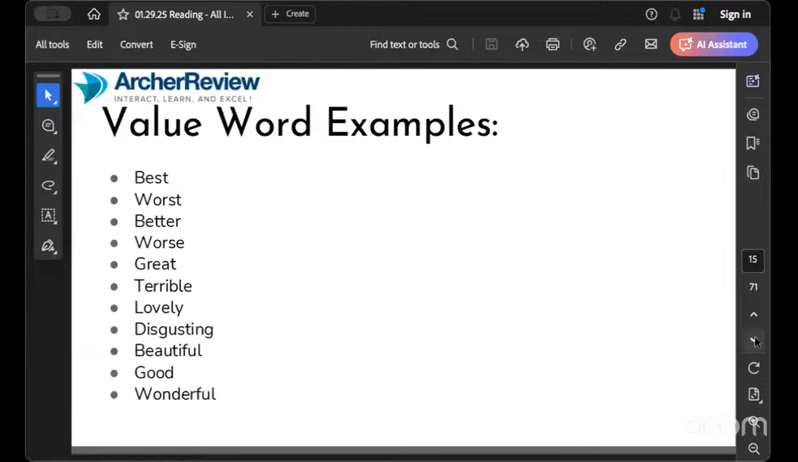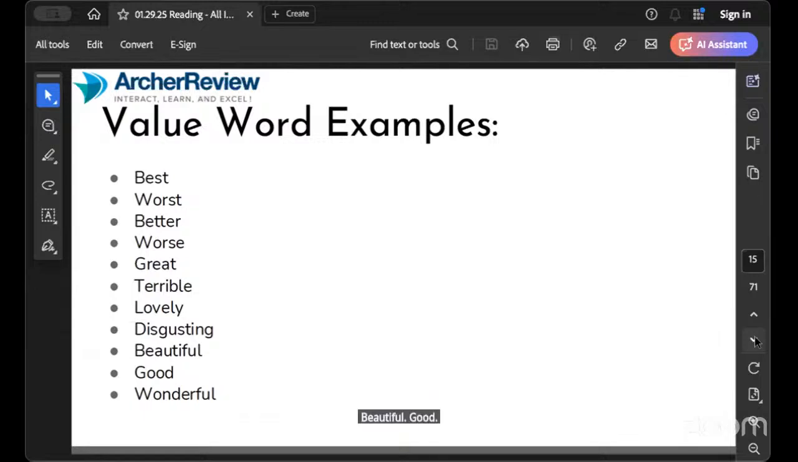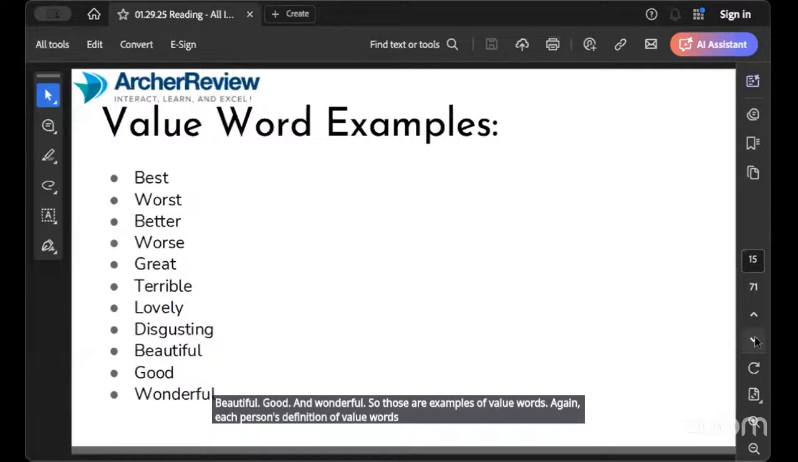A couple, not all by any means, but some value words are best, worst, better, worse, great, terrible, lovely. See, we talked about some of those. Some of y'all have used these words. Disgusting, beautiful, good, and wonderful. So those are examples of value words. Again, each person's definition of value words is going to change. So the definition of best might be different from another person's interpretation of best.